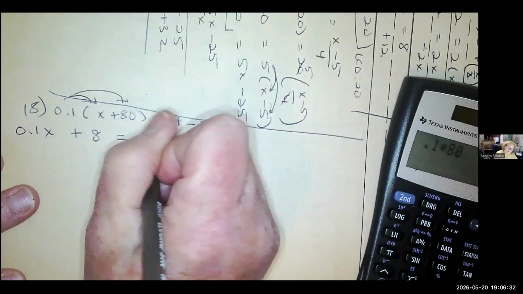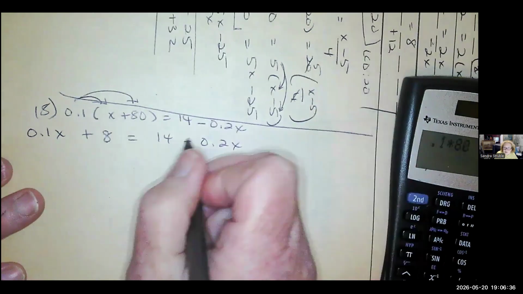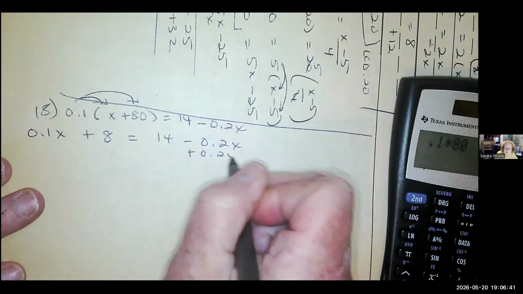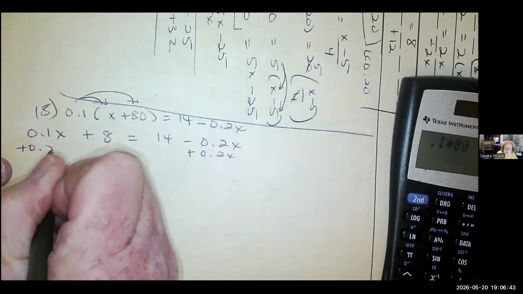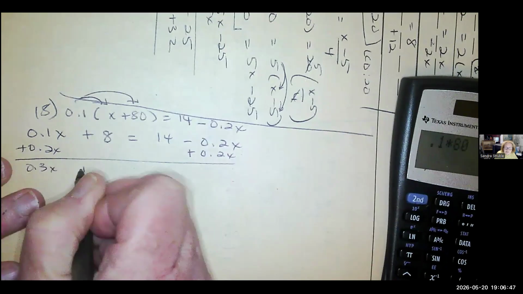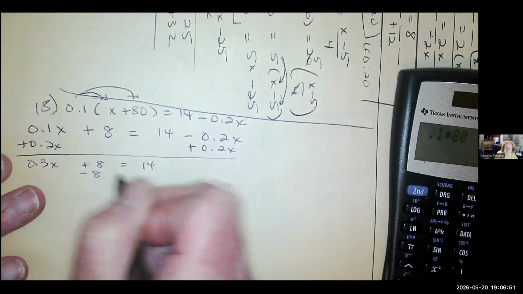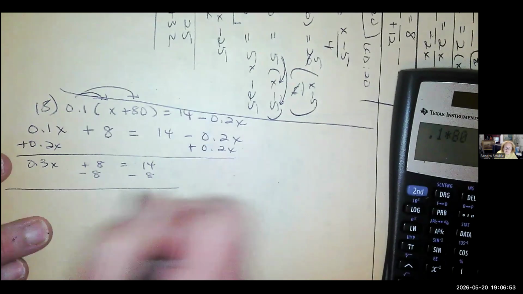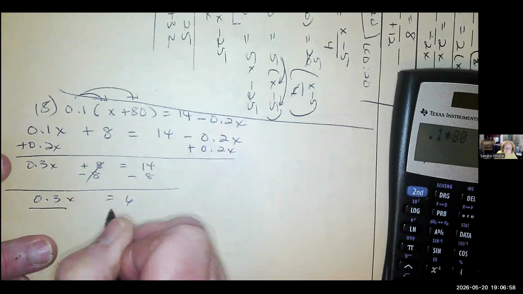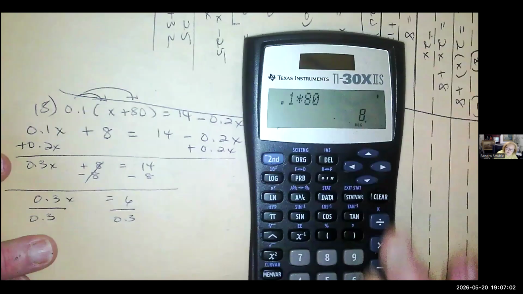Now we need our x's on one side and our constants on the other. I'm going to bring my negative and turn it to a positive. So 0.3x plus 8 is equal to 14. Move our 8 across, turn it into a negative 8. Gone. And then divide both sides by 0.3. And the answer is 20.